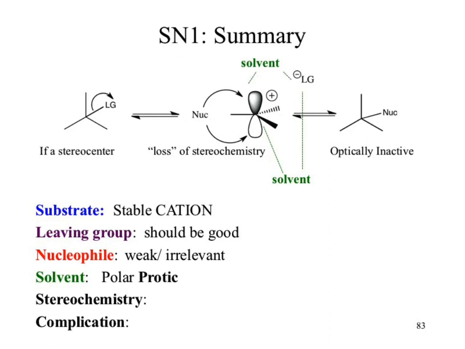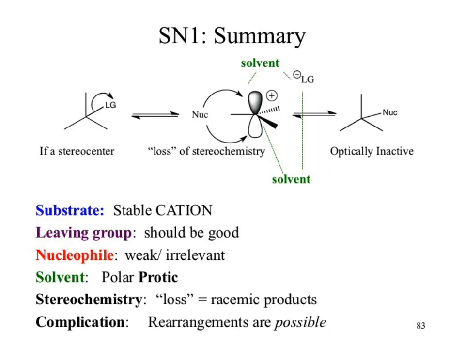Okay? What happens with the stereochemistry? Or potential complications. Well, the stereochemistry, we get a loss, in quotes, we get racemic products. What does it mean if we have racemic products? No optical activity. So we have to pull back from our knowledge in the previous sections to pull that forward. Right? Complications. Because we have carbocations, we have the possibility for rearrangements. This does not mean every time you do an SN1 reaction you should rearrange. It means they are possible.